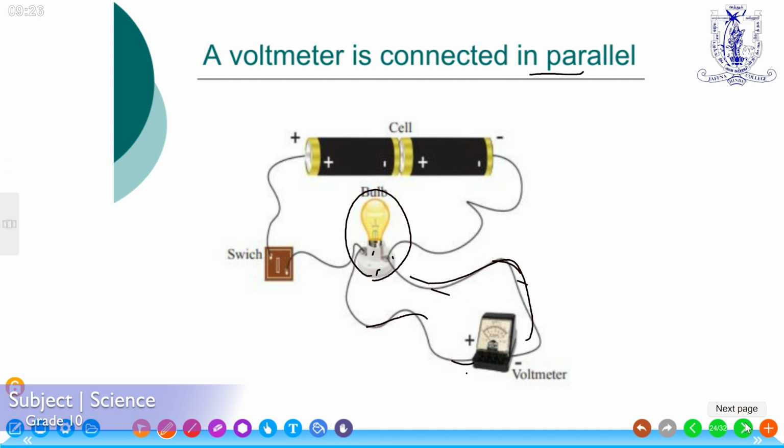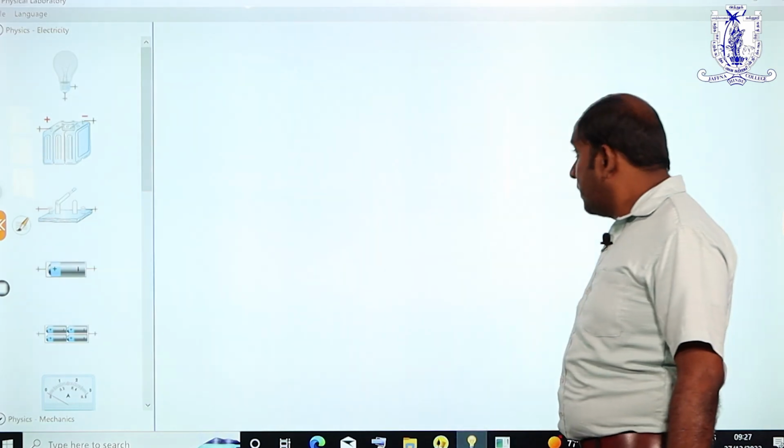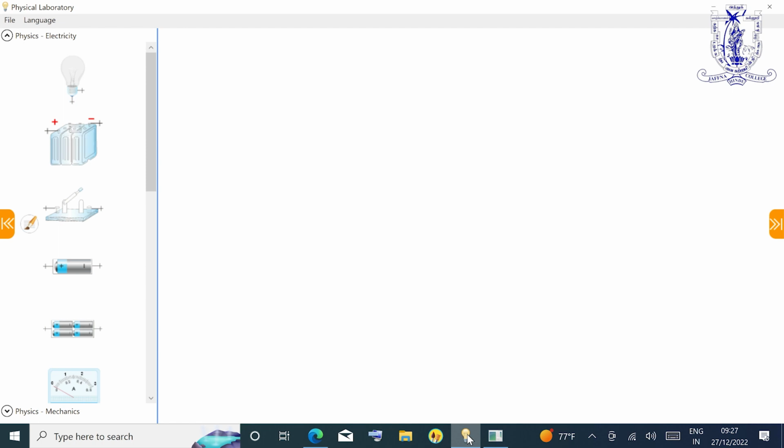Normally the household domestic circuit is also parallel, because when one switch is off, the other part is still working. So this is a parallel circuit, with the bulb, switch and voltmeter. The voltmeter is connected in parallel. How to connect this bulb? Here the bulb is there, and this one is a switch and batteries.